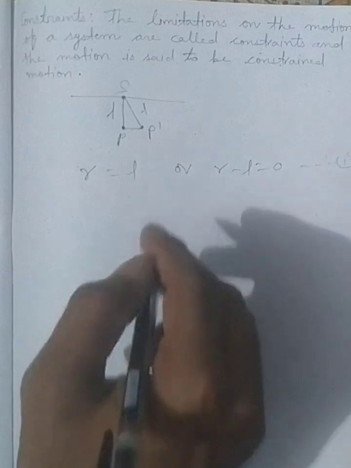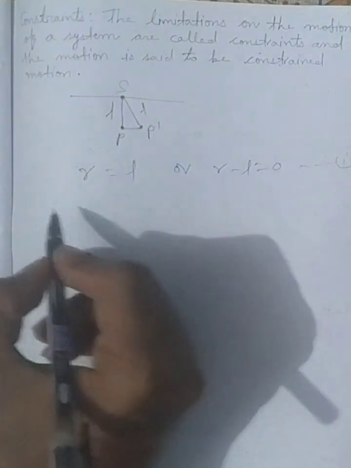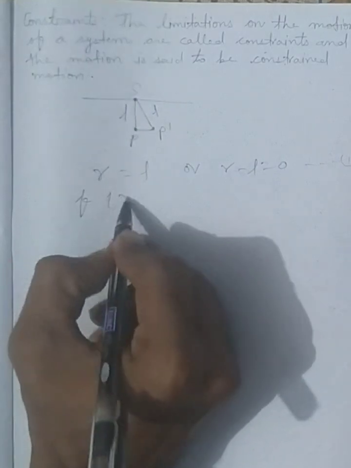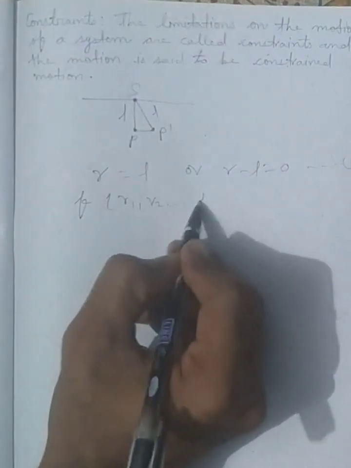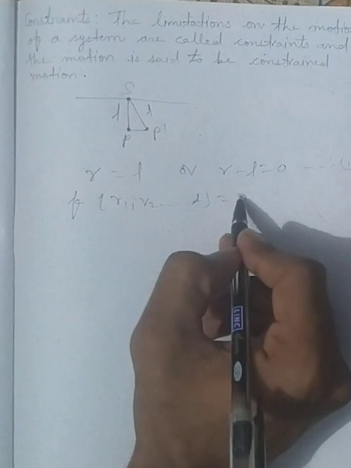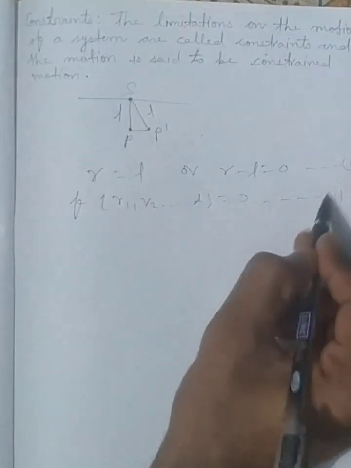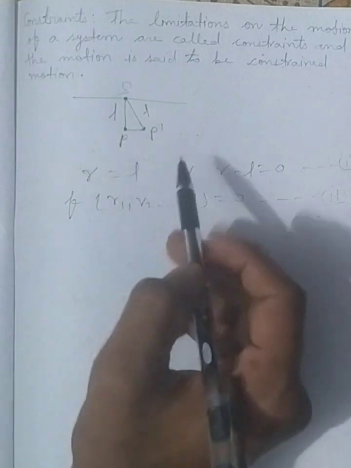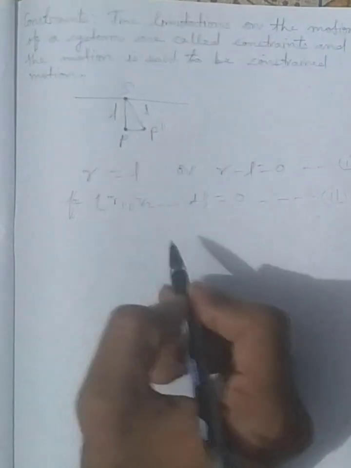Now, the holonomic constraint can also be defined as the constraint whose equation can be expressed in the form f(r1, r2, ..., t) equals 0. This is the form of holonomic constraint. We call it equation 2. And as we know, equation 1 is of the form of equation 2, so this is an example of holonomic constraint.